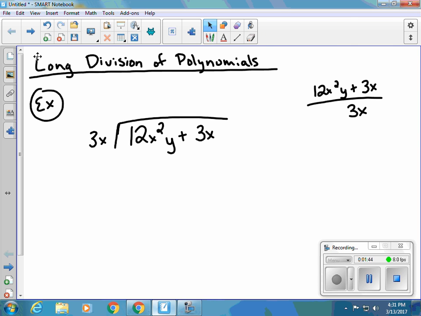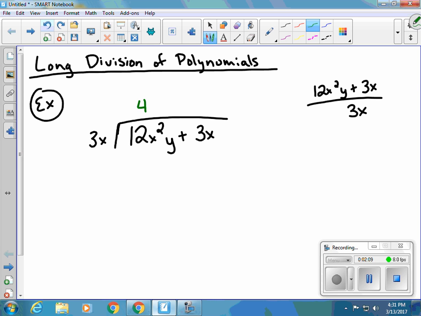So when I'm doing long division, I am trying to figure out how many of these 3x's are within this first term. So first I deal with the 12. 3 times what number gives me 12? That would be 4. Or you can think of it as 12 divided by 3 gives me 4.